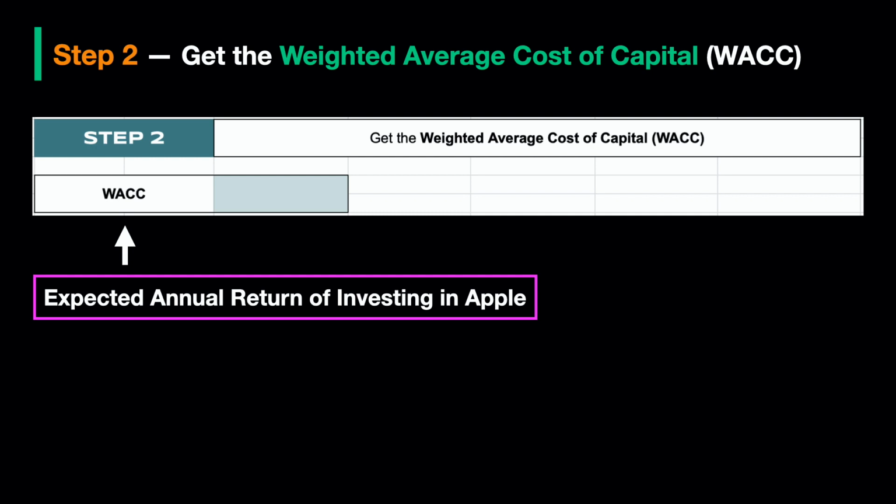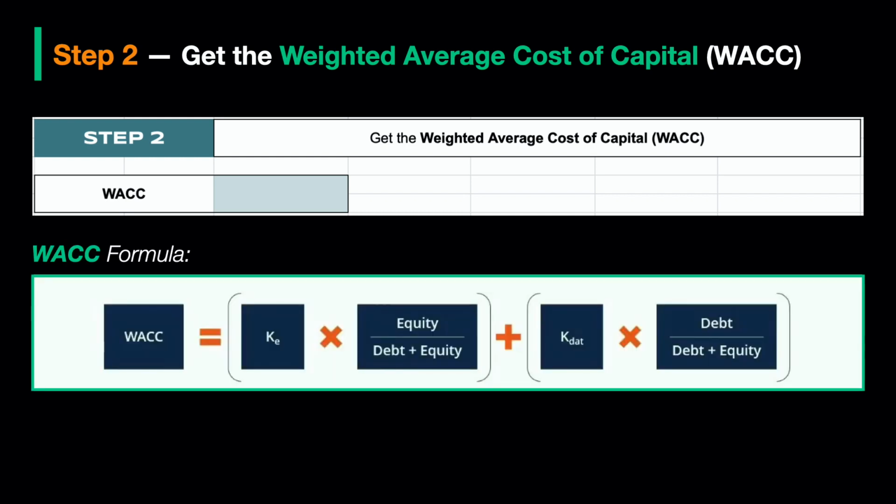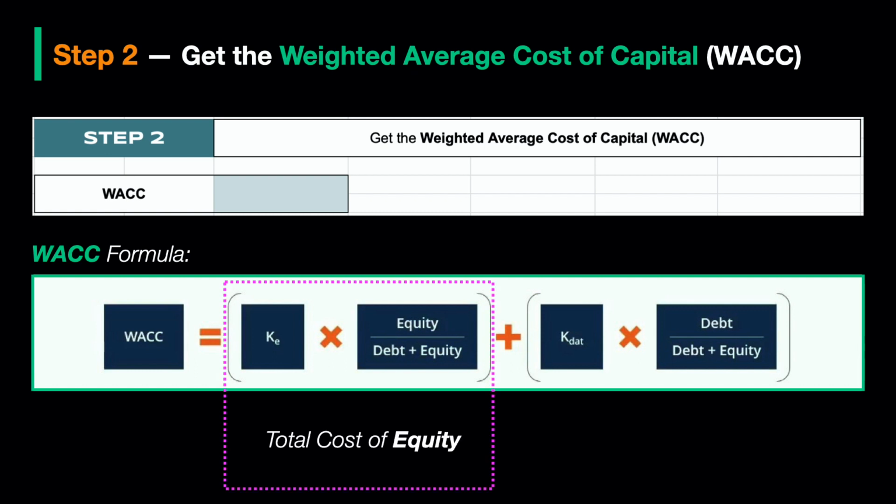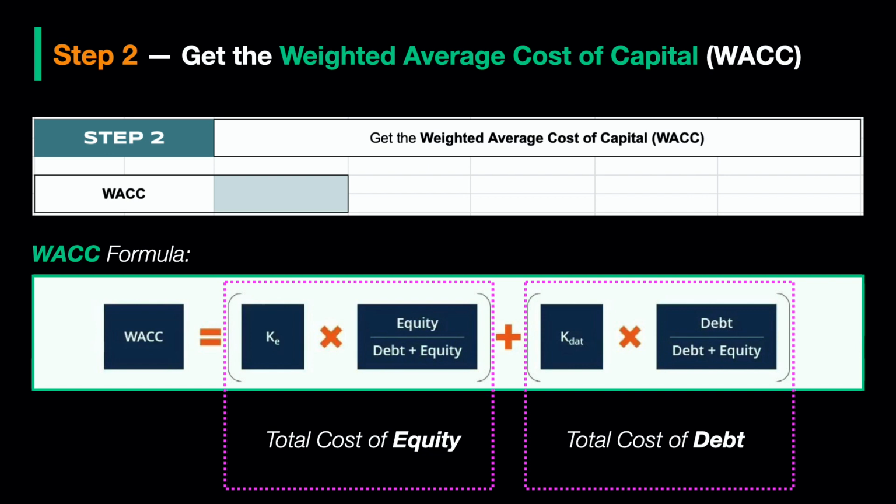This is an extremely important number because we need this key number to calculate the present value of all the free cash flow that Apple can generate in the future. Here's the formula for weighted average cost of capital. Basically, it's the total sum of 2 parts, the cost of equity and the cost of debt. The calculation is quite tedious.